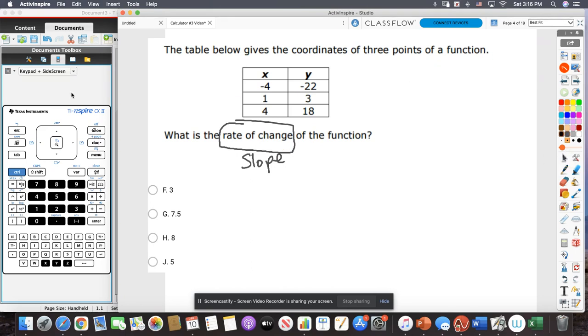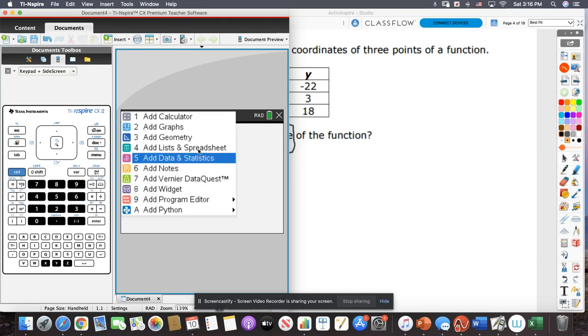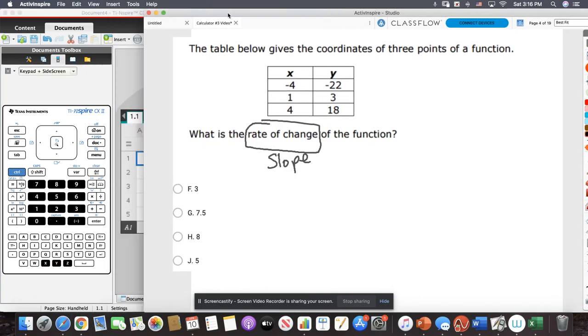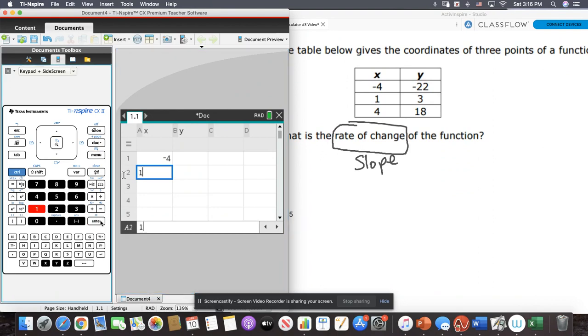So this time it's in a table form. Home, new document, save changes, no. Add a list and spreadsheets. Up here, type X. Up here, type Y. And then you type in your table. Move that over a bit. And it's 1, 4, 2, 2, 3, and 18. Enter.